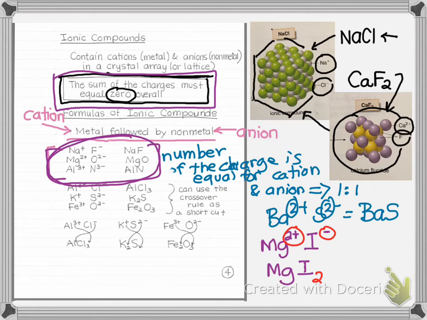So then my formula is MgI2. Right? Because for Mg, I need 1 because iodine has a 1. For iodine, I need 2 because magnesium has a 2. Now, I'm not moving charges or anything. This is simply a shortcut to help me figure out the charges. So why don't we try a few examples?